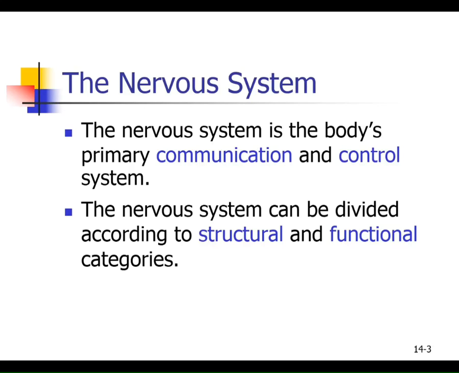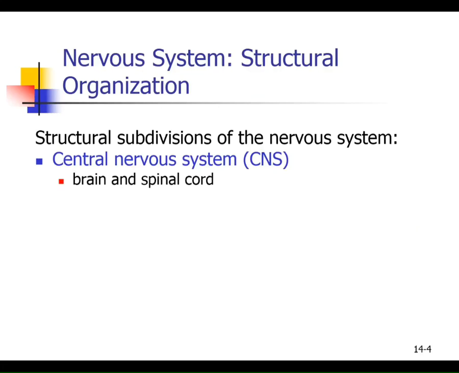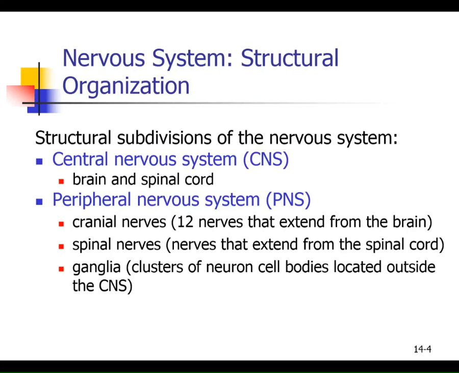And let's start off with structural. This is very, very simple. You've got two subdivisions, the central nervous system and the peripheral nervous system. The central nervous system, the CNS, is the brain and the spinal cord. That's it. Okay, just the brain and the spinal cord.